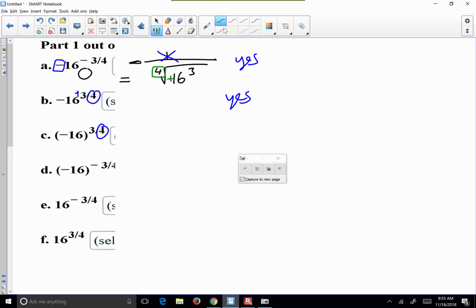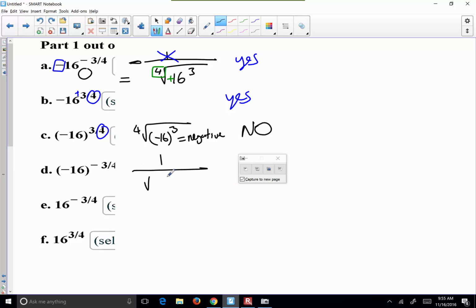This is a no. Because when you change this into radical, 4 comes out, 3 is in, but minus 16 cube is a negative number. You cannot compute fourth index of negative numbers. Try to do that, for example. Multiply this 3 times with a calculator. Try to take fourth index radical of that. It will give you an error. This is no.